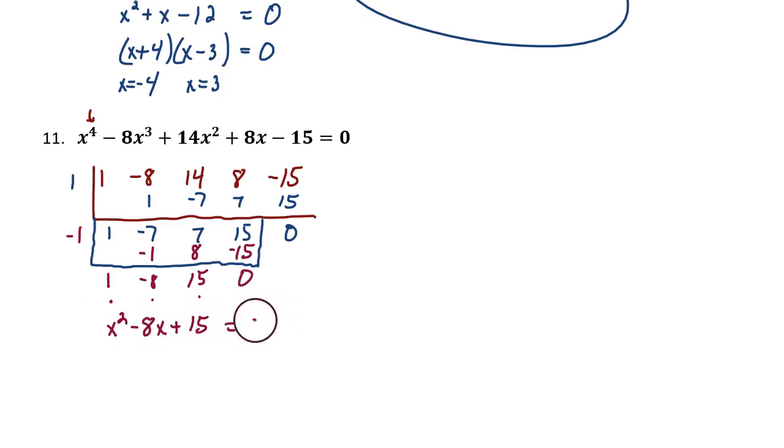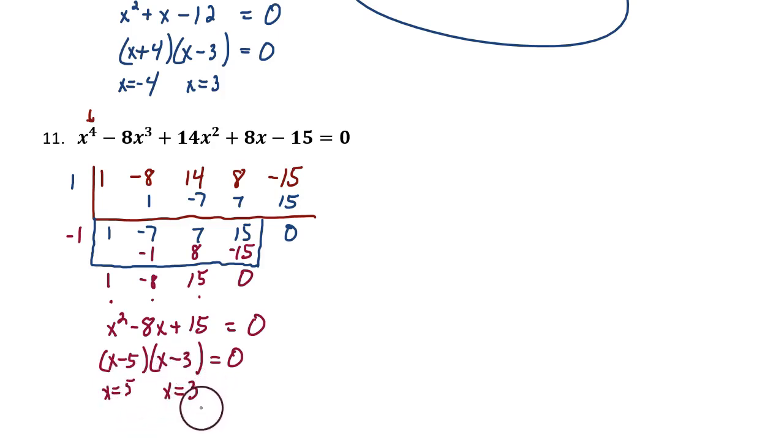Now set that equal to 0 and think about how to solve it. Does it factor? Are there two numbers that times to 15 and add up to 8? There are. So x minus 5 times x minus 3. In the first parentheses, x equals 5 is the answer. In this parentheses, x equals 3 is the answer.